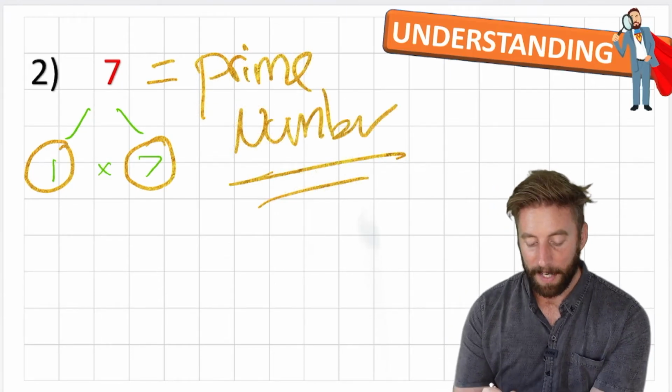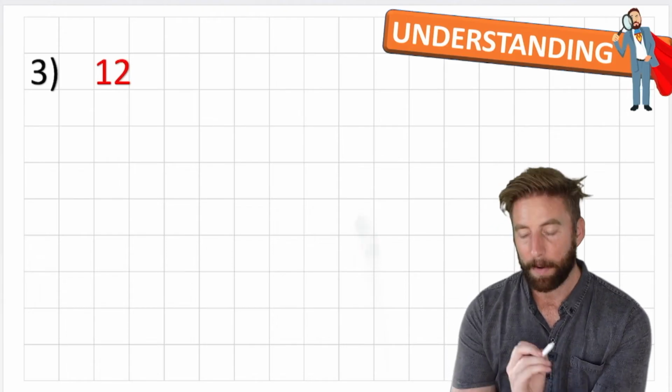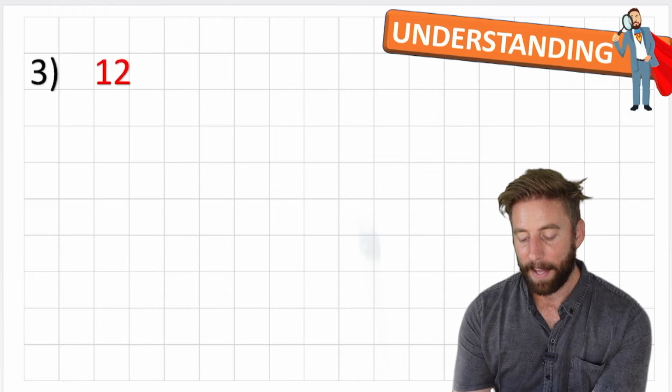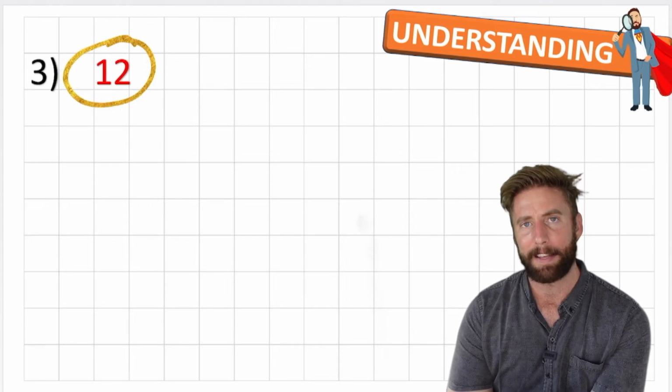Okay, let's have a look at our next example, number 12. Now I'm going to let you in on a bit of a secret here, a bit of a top tip. We have an even number here. So by definition, we can always divide an even number by 2.